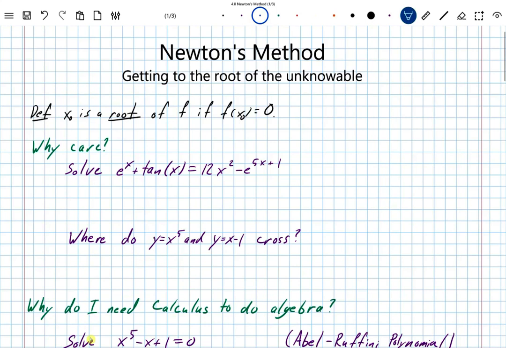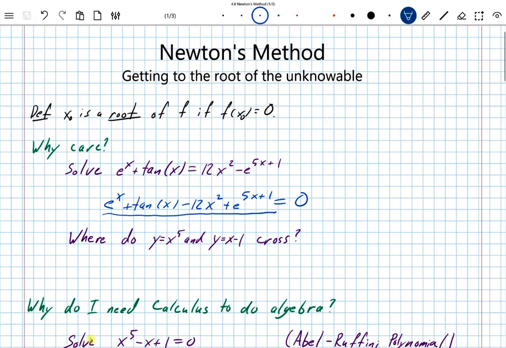If I just rewrite it by bringing everything to one side, e^x + tan(x) - 12x^2 + e^(5x) + 1 = 0. The second I write all that stuff equals 0, I've turned this question into one of finding a root. What is the root of this thing on the left? So if I can get good at finding roots, I can solve just about anything I want. And that's what Newton's method is good for. In this particular situation, can I find where something equals 0?